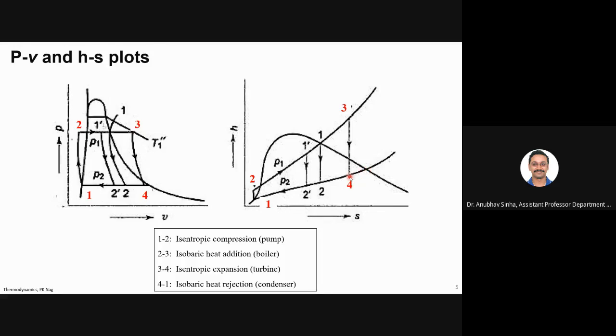Now from 4 to 1 we have isobaric heat rejection. So at constant pressure the heat is rejected. So you see pressures P1, P2 written here. So P2 is for this line, this curve. So we are back at 1, and then we repeat the cycle.